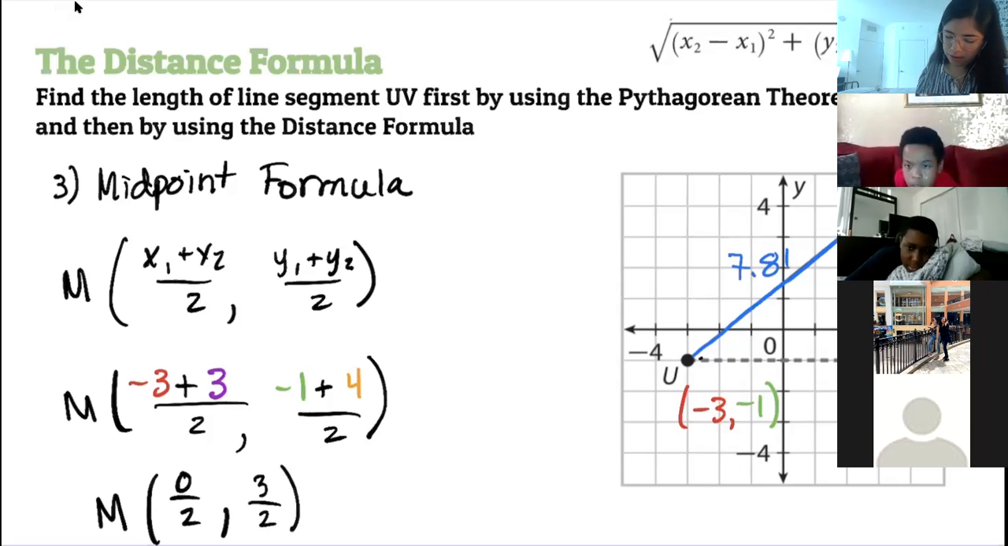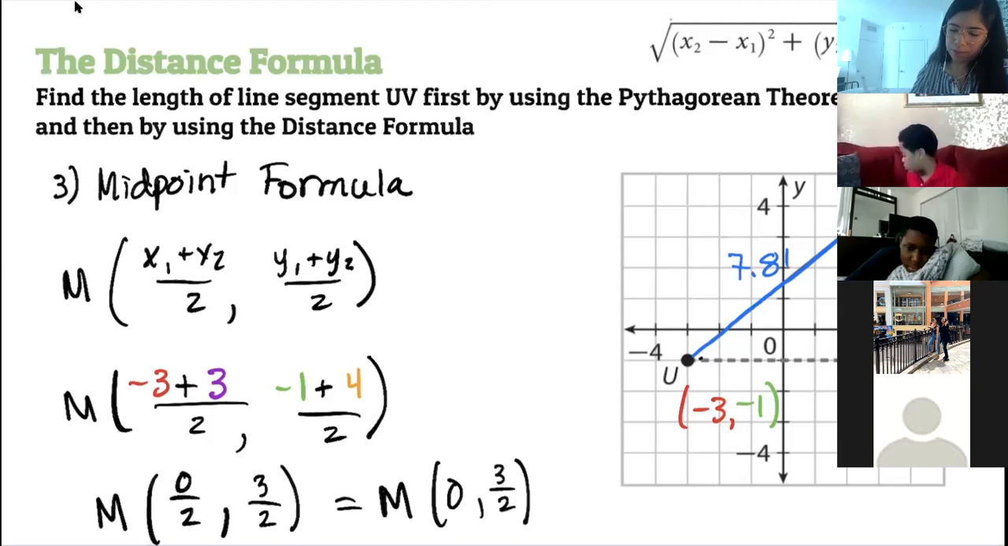Simplifying everything, 0 divided by 2 is just 0. So we've got 0, comma, 3 halves. That's where my midpoint is located. So I'm going to put that on the graph. 0, comma, 3 halves, or 1.5. There's my midpoint.